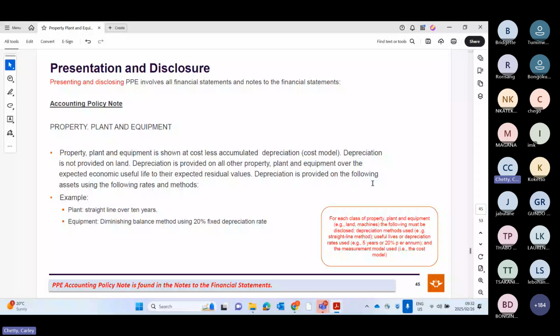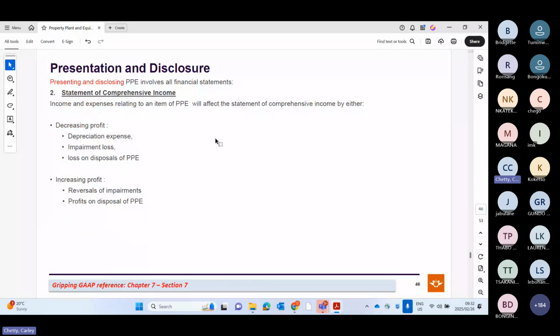Then we have the statement of comprehensive income. Here, income and expenses relating to an item of PPE will affect the statement of comprehensive income by decreasing profit or increasing profit. Items that decrease profit are things like depreciation expense, impairment loss expense, and loss on disposals of property, plant, and equipment. Then we have the items that will increase profit: a reversal of an impairment or a profit on disposal of PPE. All of these items will be shown in your statement of comprehensive income.